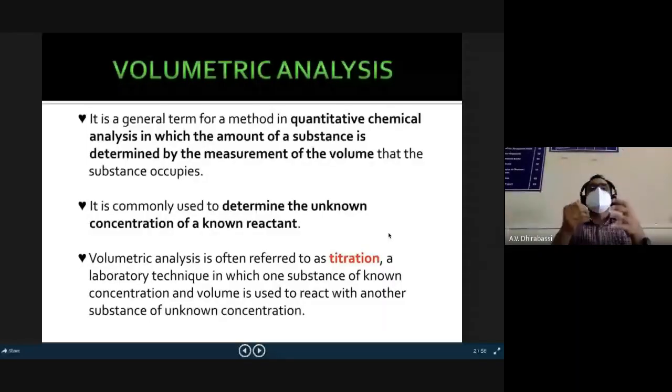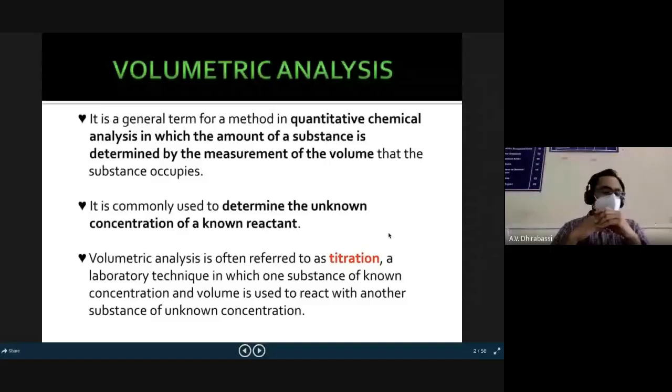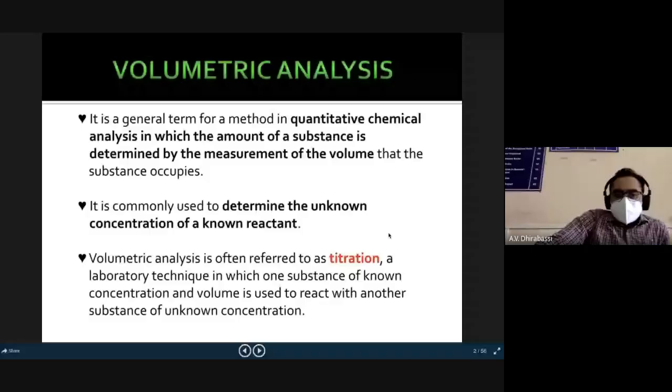How many quantities are there? So the amount of substance is determined by the measurement of volume. By using the volume measurement, we have to find out the quantity of that chemical. So how much of the chemical is present in that exact given sample, we have to find out. That is the volumetric analysis.